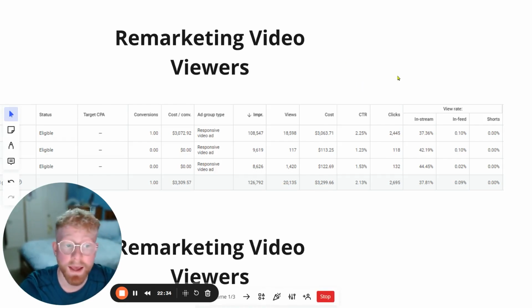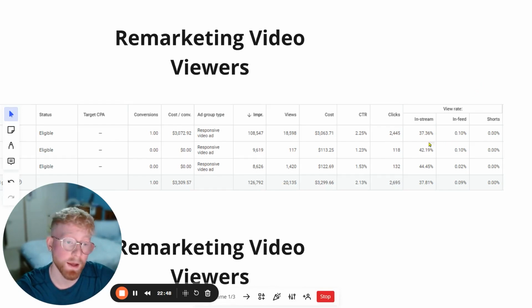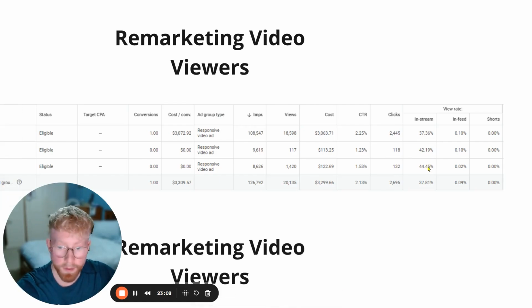As you can see here, as the user goes down the funnel, their interest builds. So we had a 22% view rate on the prospecting campaign. And then in this campaign, the first ad group has 37%. Then obviously, if they don't click to the website, they're then shown this ad, and then this ad. And you can see 37, 42, and then 44. So as we nurture and as the user gets warmer and warmer, their view rate gets higher, showing their interest levels increasing.